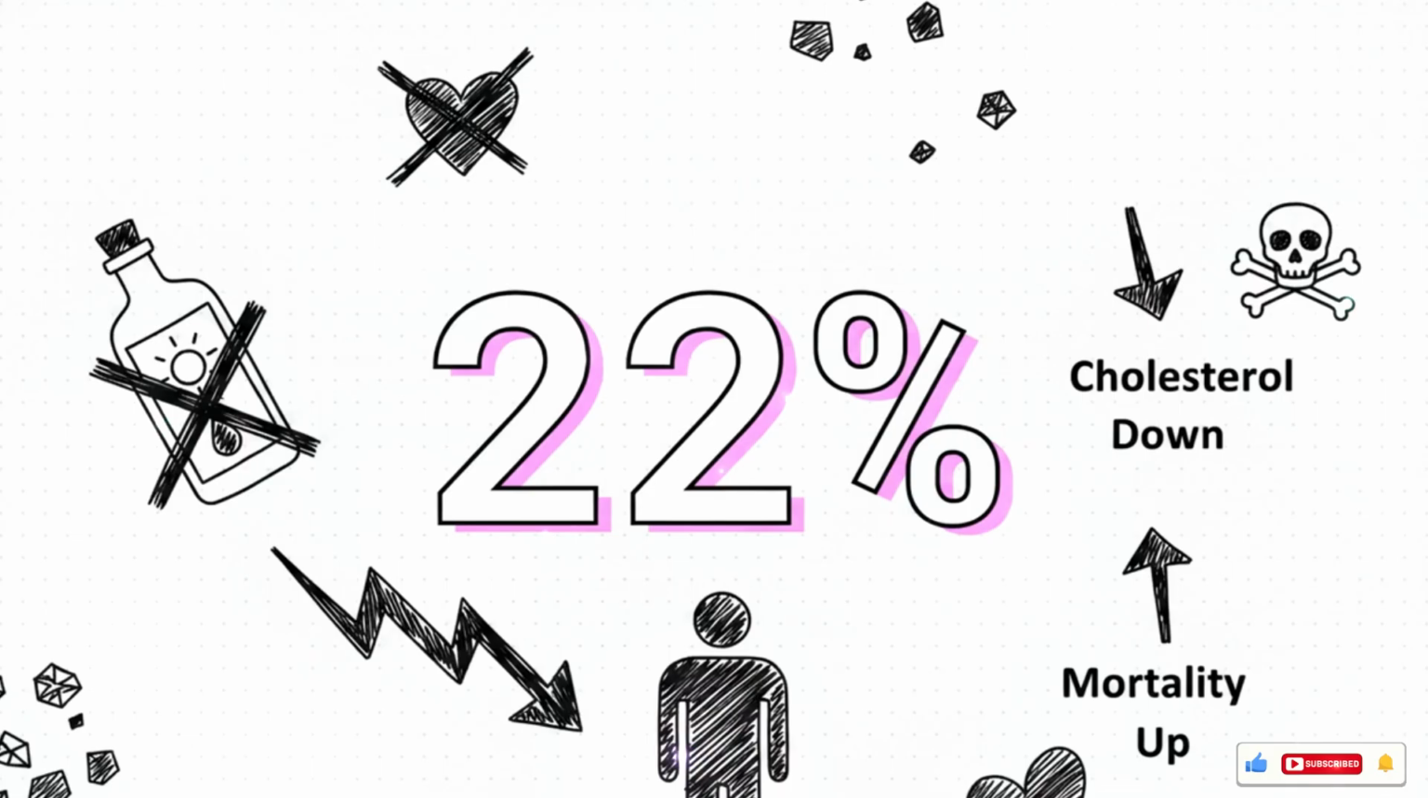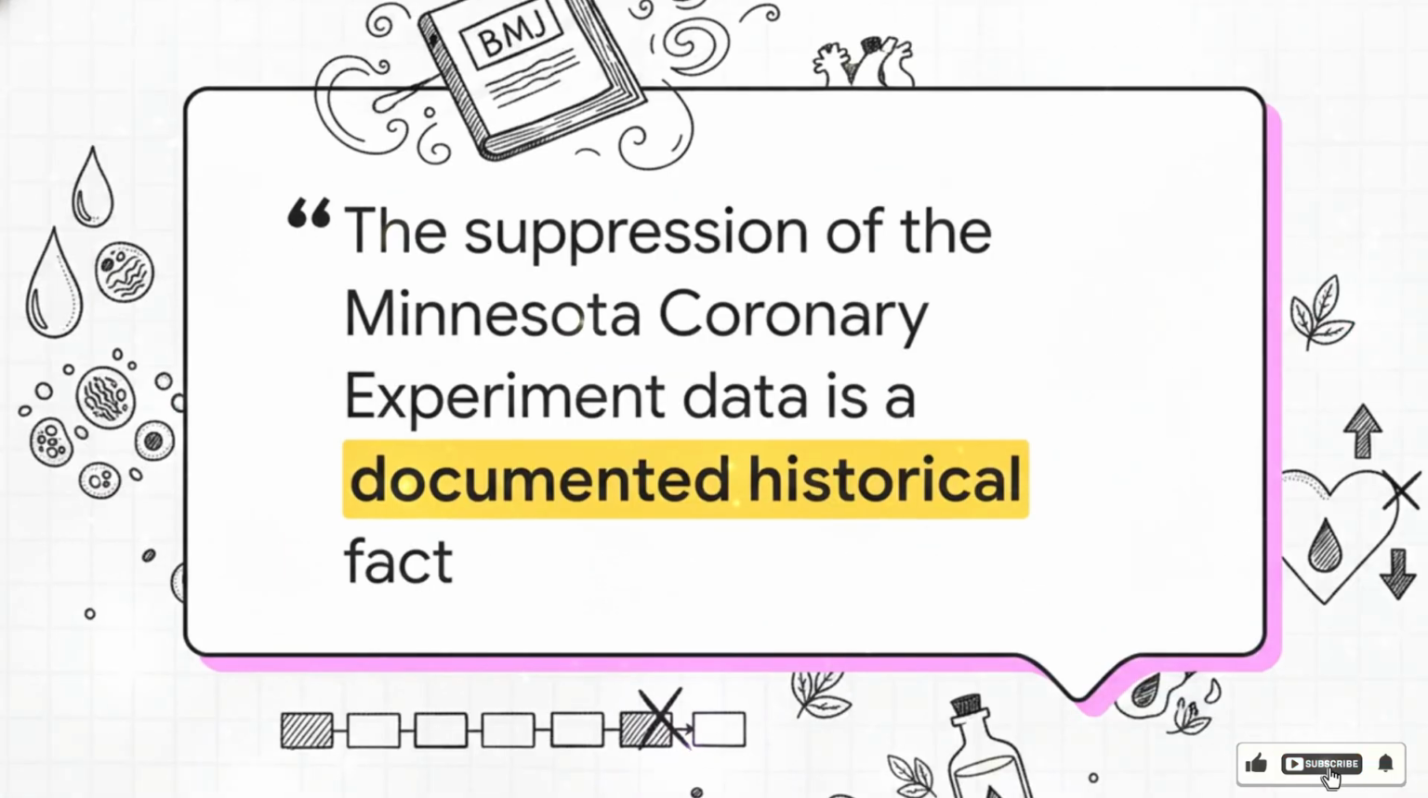Let that sink in. The dietary intervention increased mortality. I want to be perfectly clear and totally impartial here. This is not some fringe internet conspiracy theory. This reanalysis was published in the BMJ, the British Medical Journal, which is one of the most prestigious peer-reviewed medical journals in the world. The suppression of this critical clinical data, which showed vegetable oils increasing mortality, is a documented historical fact.